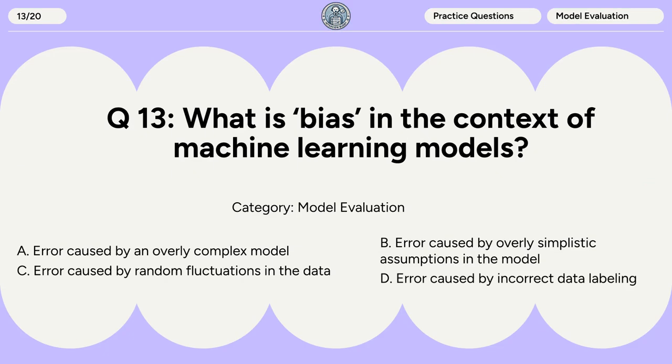Question 13. What is bias in the context of machine learning models? A. Error caused by an overly complex model. B. Error caused by overly simplistic assumptions in the model. C. Error caused by random fluctuations in the data. D. Error caused by incorrect data labeling.